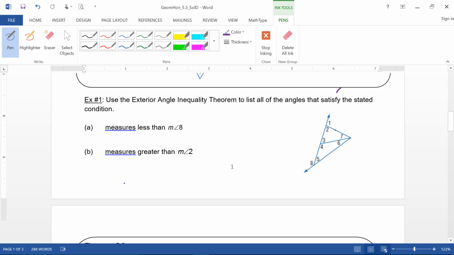Okay, so use the exterior inequality theorem to list all the angles that satisfy the stated condition. So which of the angles here measures less than 8? Here's angle 8. If you look at this triangle, it's an exterior angle, so 8 is greater than 4 and 6. Therefore, angle 6 and angle 4 are less than angle 8. But what other angles? Not necessarily. What if we take this triangle now? 2 and 7, okay?